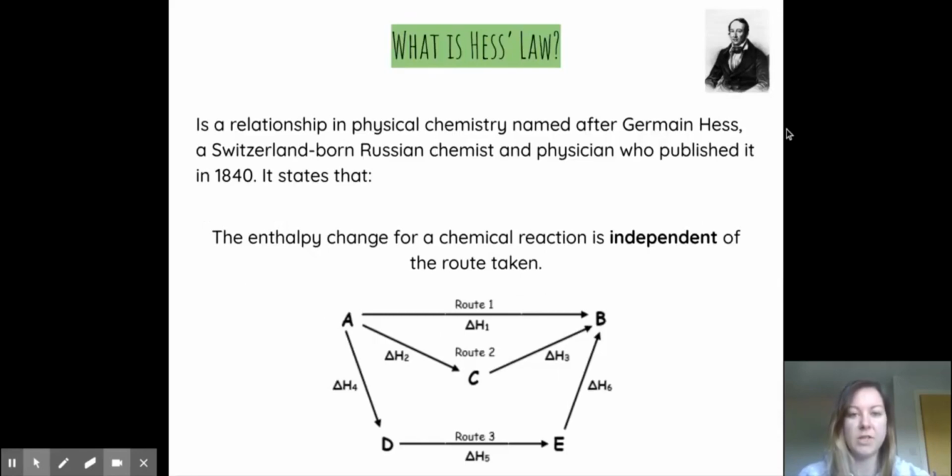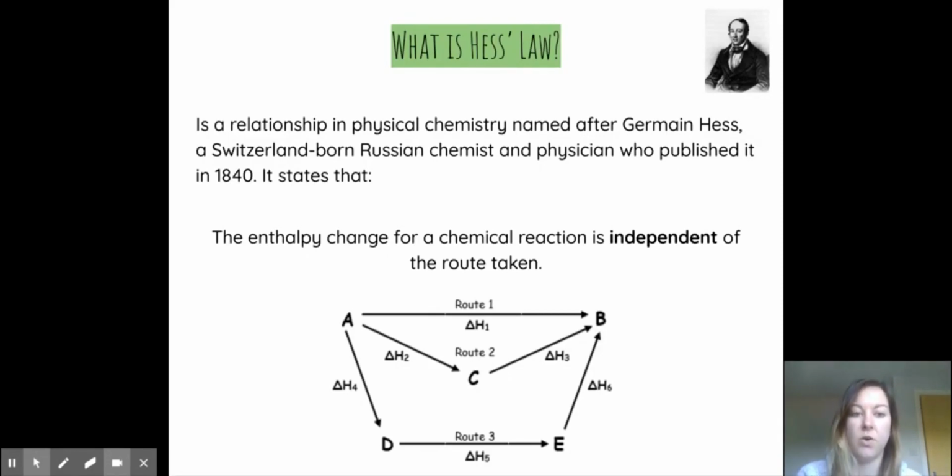So first of all, what actually is Hess's Law? Well, it's a relationship in physical chemistry named after Germain Hess. A lovely picture of him is up in the right-hand side corner. He is a Switzerland-born Russian chemist and physician who published it in 1840. So the enthalpy change for a chemical reaction is independent of the route taken.